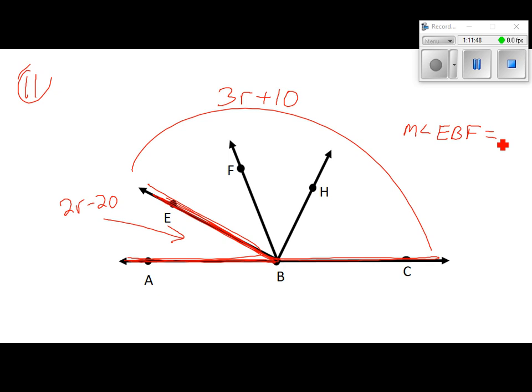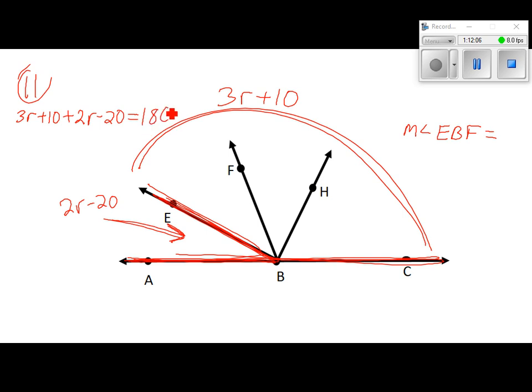Well, the first thing, this angle plus this angle has to equal this straight angle, which is 180. So that's where we're going to get our equation at. So 3R plus 10 plus 2R minus 20 has to equal 180. Collect like terms, I get 5R, positive 10 and negative 20, give me a negative 10. Add 10 to both sides. You get 5R equals, those cancel out, 190.